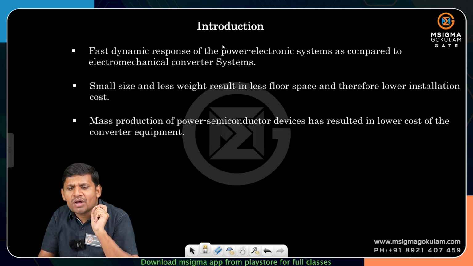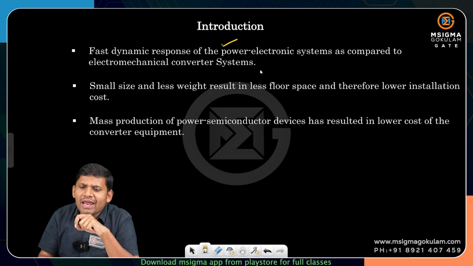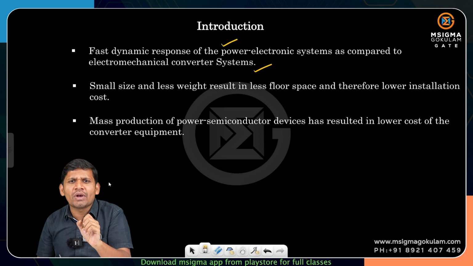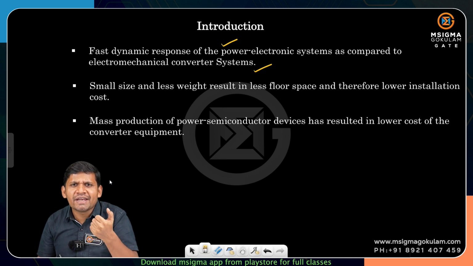Fast dynamic response of the power electronic system as compared to an electromechanical converter system. You take any other system, the response of the power electronic system is very fast. We can get a sudden response.